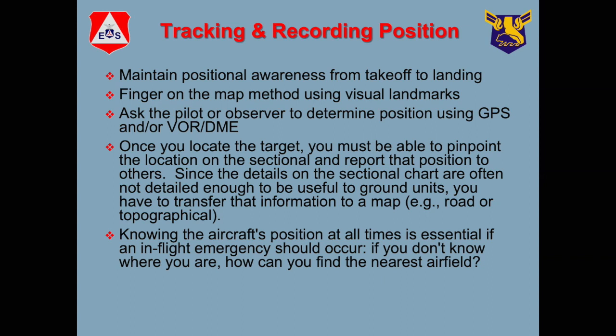Since the details on the sectional chart are often not detailed enough to be useful to ground units, you have to transfer that information to a map. Knowing the aircraft's position at all times is essential if an in-flight emergency should occur. If you don't know where you are, then how can you find the nearest airfield? So given data from NavAids, we have to be able to track the current position of our aircraft and determine the position of ground features.